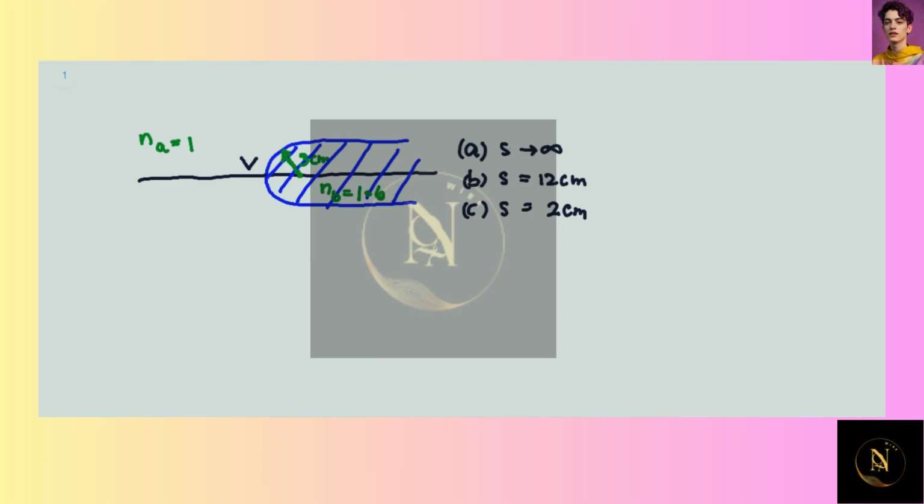And this problem has three parts. For all three parts, we're asked to find what the image is if the distance where the object is located is at A, B, or C. In part A, if the object is at infinity, we have to find what the image is that corresponds to that, and so on for B and C for their particular numbers.